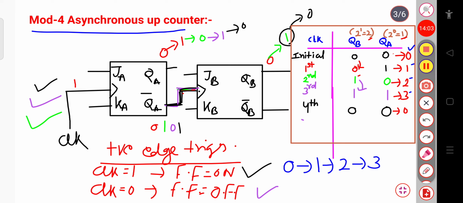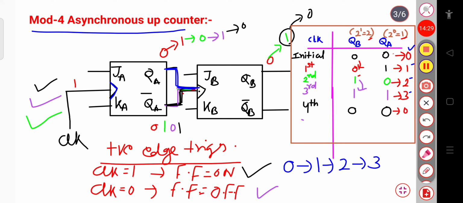But suppose you want to construct a down counter, then what do you have to do? In the case of positive edge triggering, you simply connect this QA to the clock of the second flip-flop. Then you will get 3, 2, 1, 0. Okay, in the case of positive edge triggering.